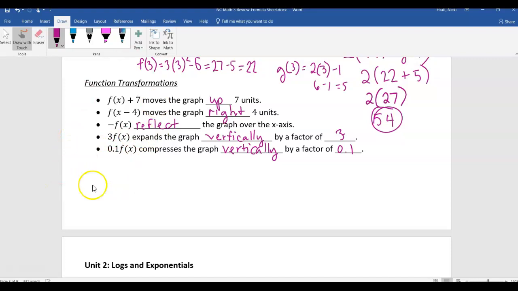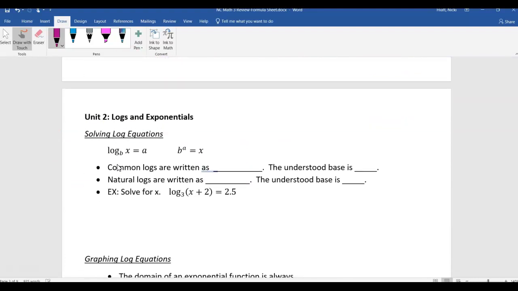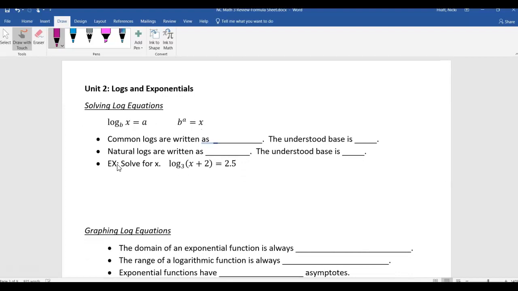So that covers everything sort of from Unit 1. We'll move on to Unit 2. In Unit 2, we looked at logs and exponentials.